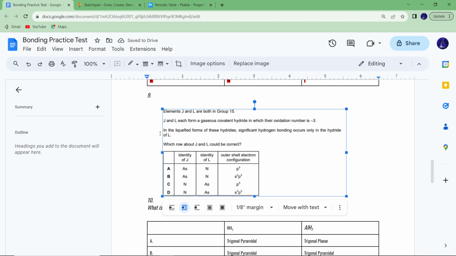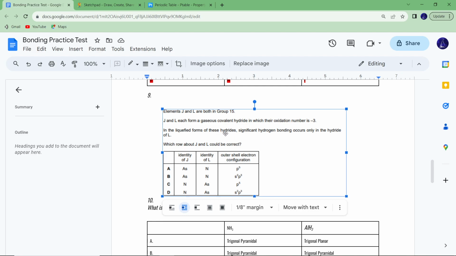All right, question number 9. Elements J and L are both in group 15. J and L each form gaseous covalent hydrides in which their oxidation number is -3. In the liquefied form of these hydrides, significant hydrogen bonding occurs only in the hydride of L. Okay, so which row about J and L could be correct?